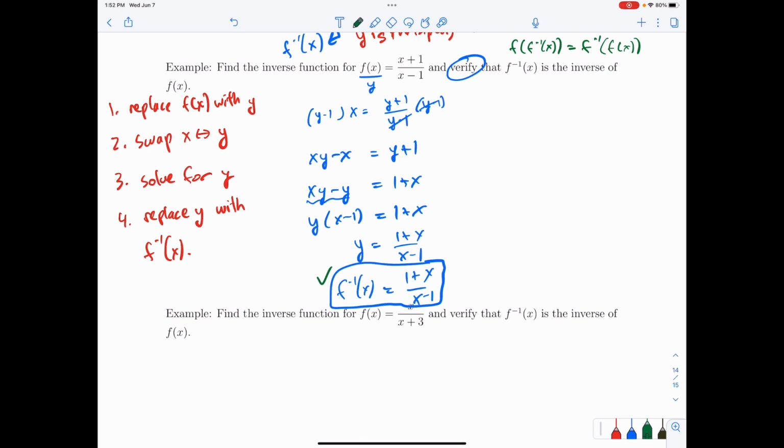On the left-hand side, I'm going to take the inverse that I found, and I'm going to input it into the original function. So in place of x here, I'm going to input 1 plus x over x minus 1. So 1 plus x over x minus 1 plus 1, divided by 1 plus x over x minus 1 minus 1. Then I'm going to do the reverse on the right-hand side. I'm going to take the original function and input it into this inverse. So I'm going to have 1 plus, in place of x, the original function.